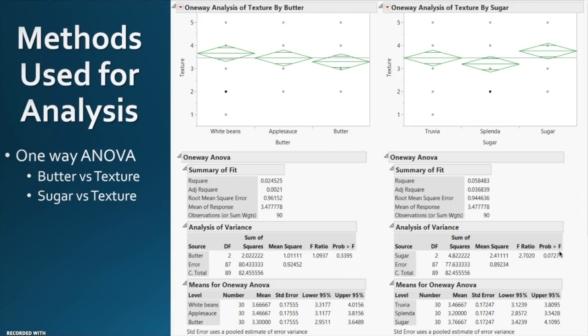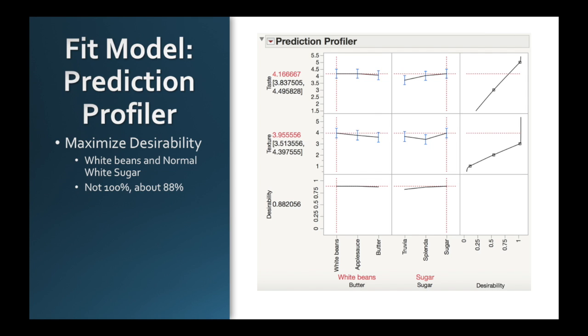We ran the model script that the DOE created. After running the least squares model, we ran the prediction profiler and we found the maximum desirability. From these results, you can see that the preferred butter substitute is the white bean puree, and the preferred sugar substitute is not even a substitute, but the normal white sugar. Looking at the desirability on the left-hand side, you can see that it is not 100% desirable, but it is 88%.